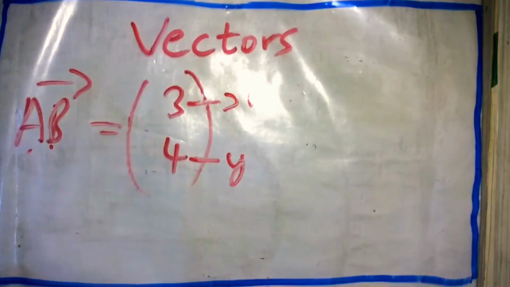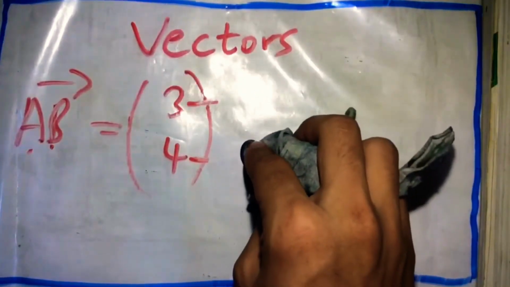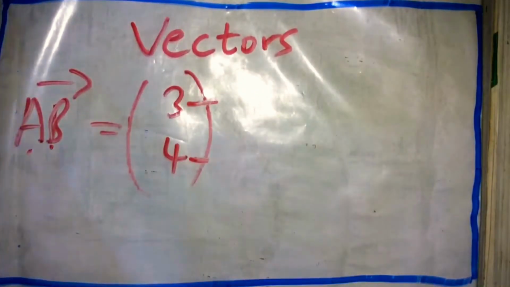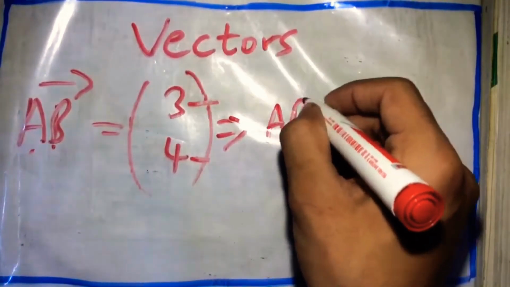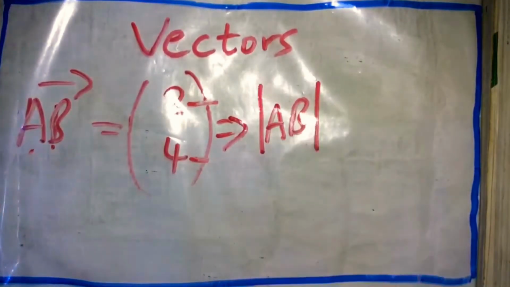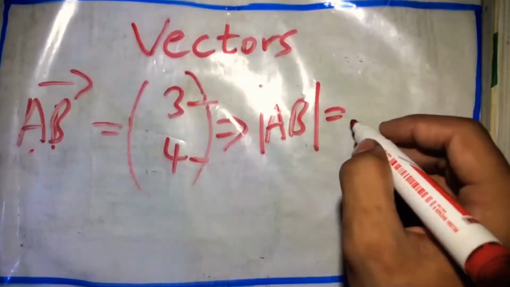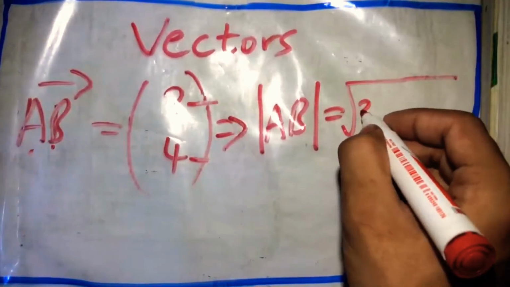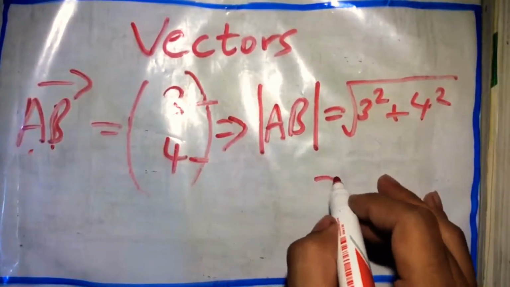To find the magnitude of a vector, we use the Pythagoras theorem. In the modified version, the magnitude is represented as the name of the vector with a modulus sign. So the magnitude of AB is equal to the square root of 3 squared plus 4 squared. That is equal to 5.